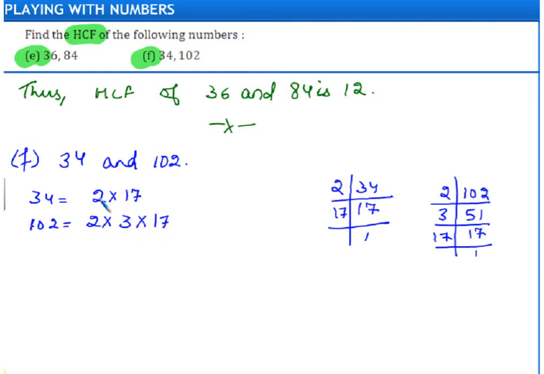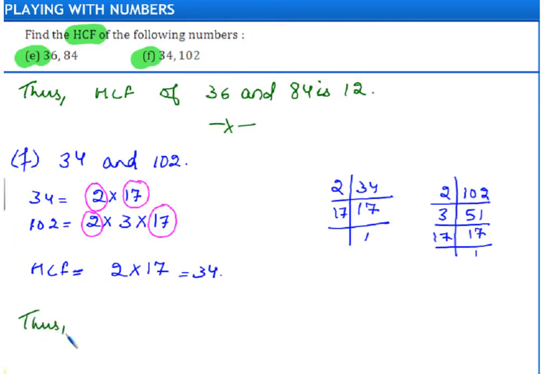Now the common factors are 2 and 17. That is the common numbers which are factors of 34 and 102. Thus the HCF, which is the highest common factor, is 2 into 17, which is equal to 34. Thus our answer is HCF of 34 and 102 is 34. This completes the solution.